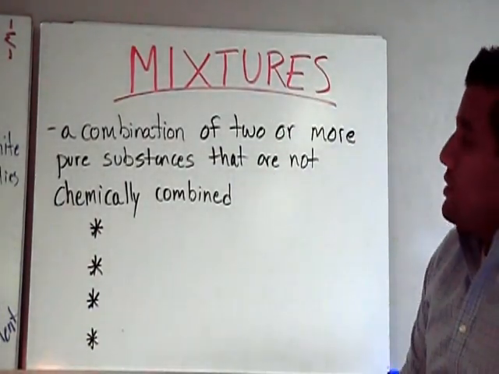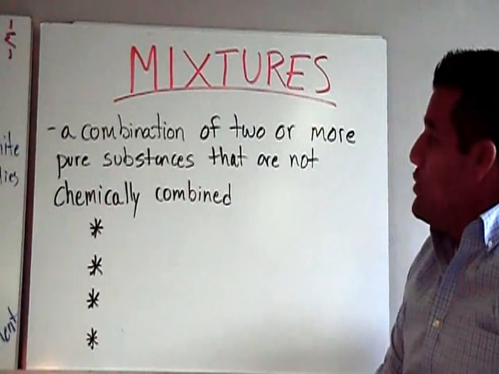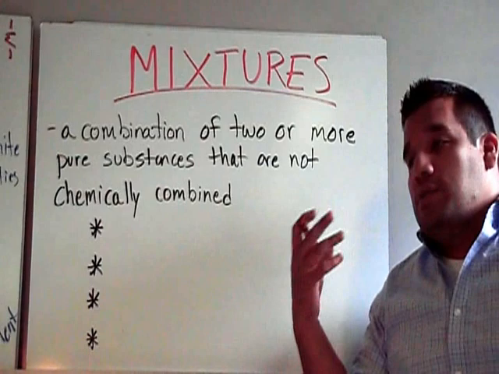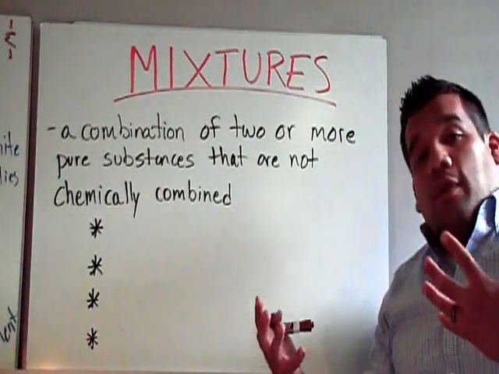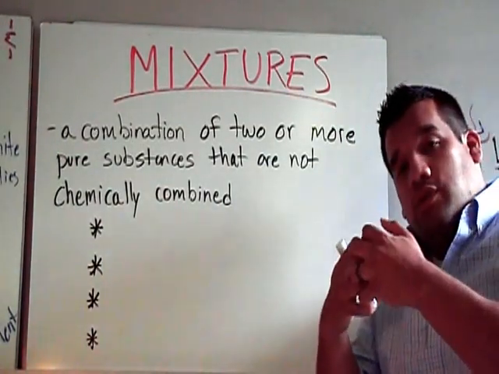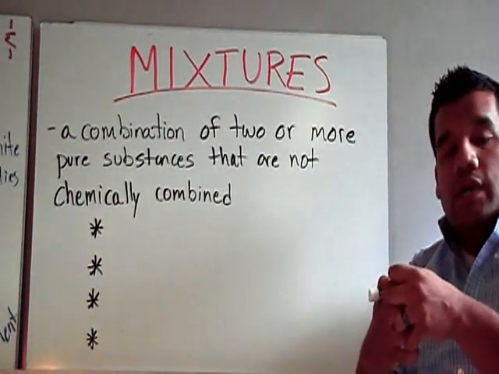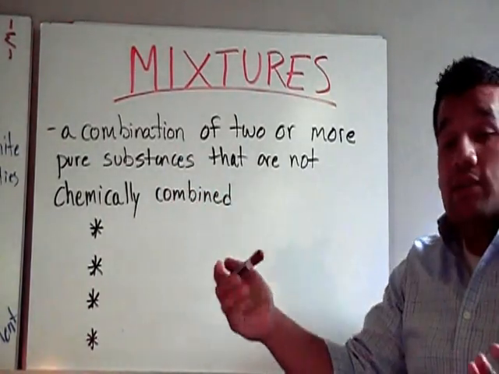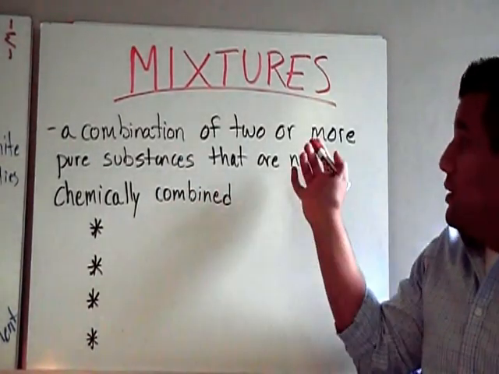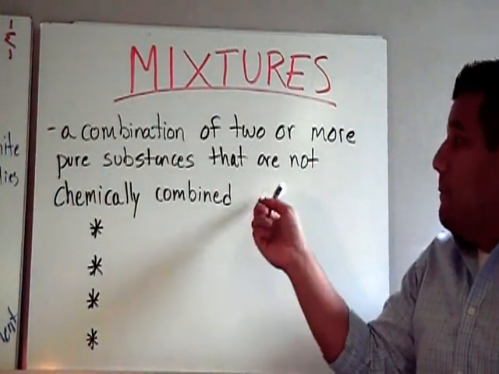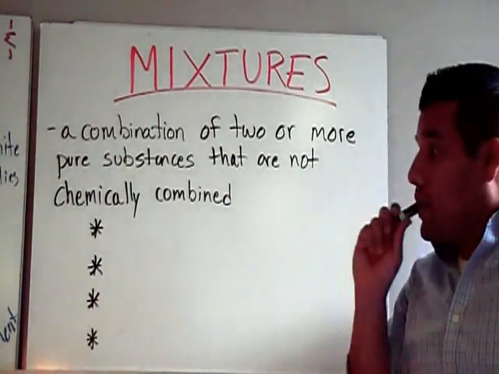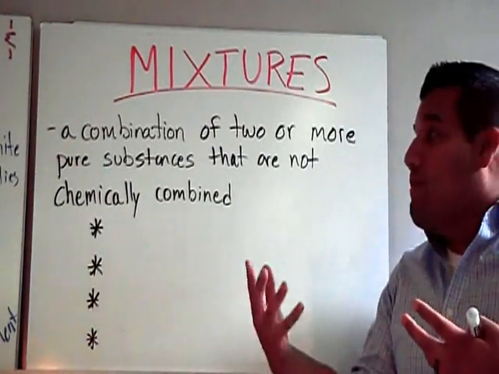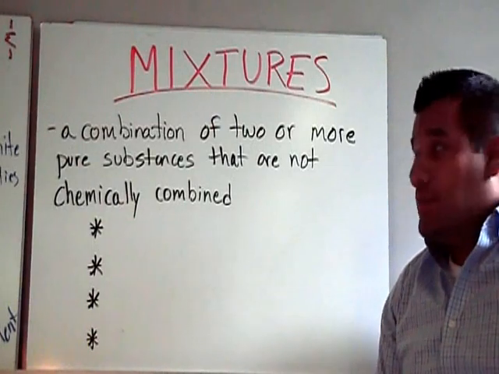Mixture. A mixture is a combination of two or more pure substances that are not chemically combined. So before we talked about substances that had chemical bonds, there was some type of chemical reaction that forced those two elements, those atoms together. Now we're talking about mixtures. These are combinations of two or more pure substances, but they're not chemically combined. Do you think it's going to be easier to separate a mixture because they're not chemically combined?